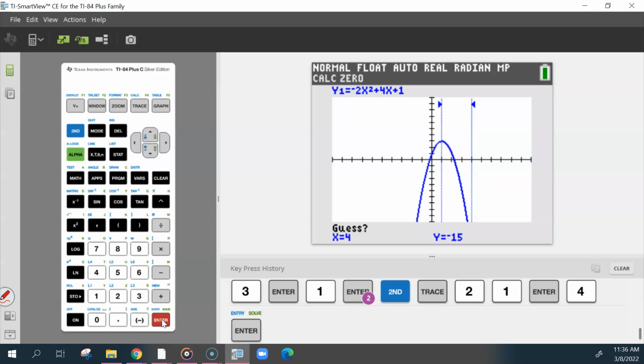So now that we have these boundary lines, we're going to hit enter again. And we're going to get 2.22, rounded to 5.